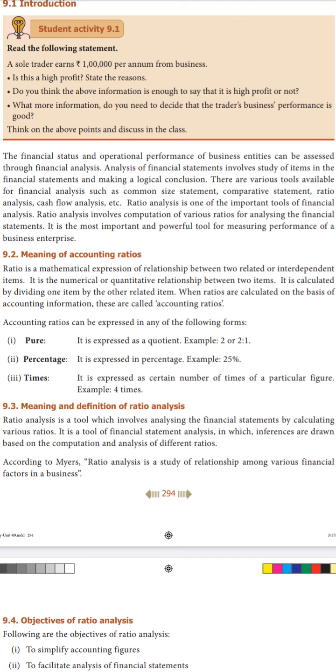So, what is a ratio? It is nothing but a mathematical expression of the relationship between two related or interdependent items. For example, if you take your own marks, we normally express them in the form of percentage. That is also a kind of ratio, wherein we express it in the form of percentages.